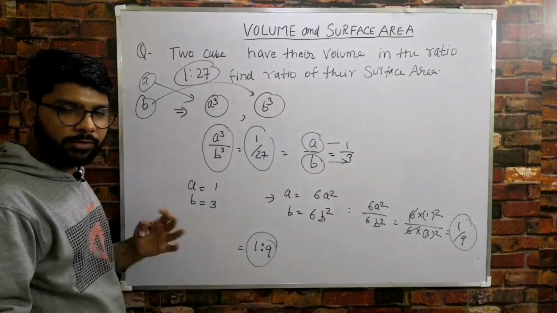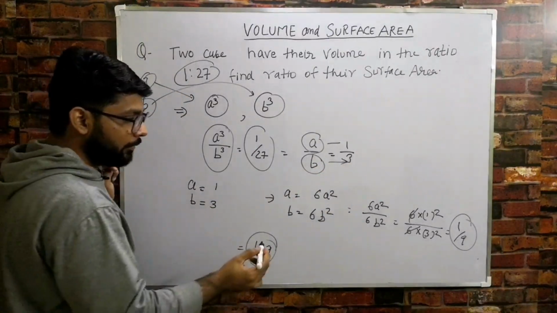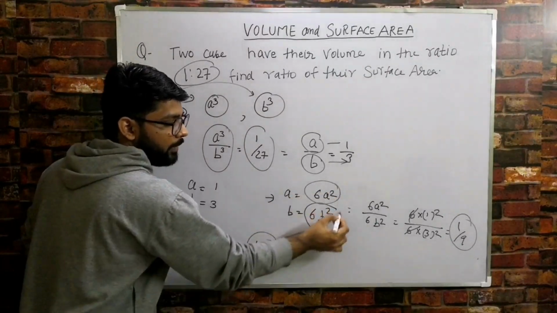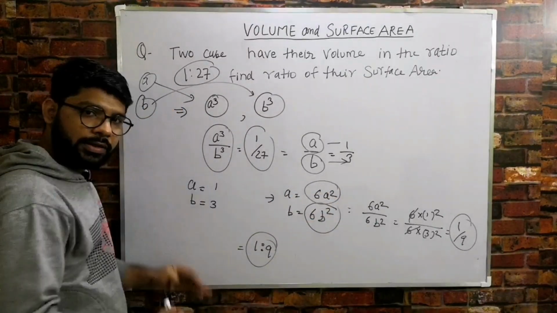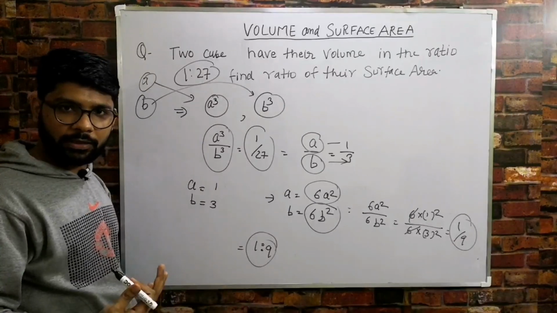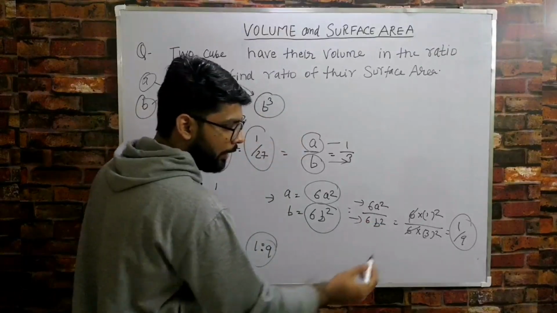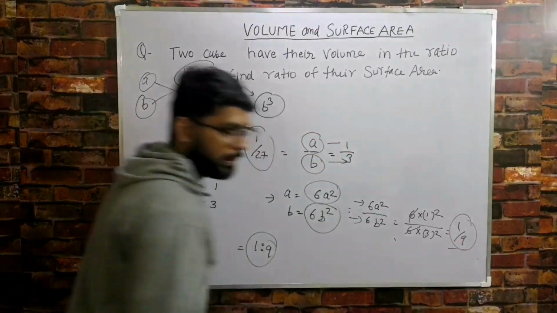Now we have to find out the surface area. Ab hame surface area nikalna hai. We know the formula of the surface area is 6a square and the formula for b is 6b square. We have to find out the ratio again. Hame again surface area ka ratio nikalna hai. So we divide the surface area of 1 divided by surface area of 2. Humne value rakhi and the answer is 1:9.